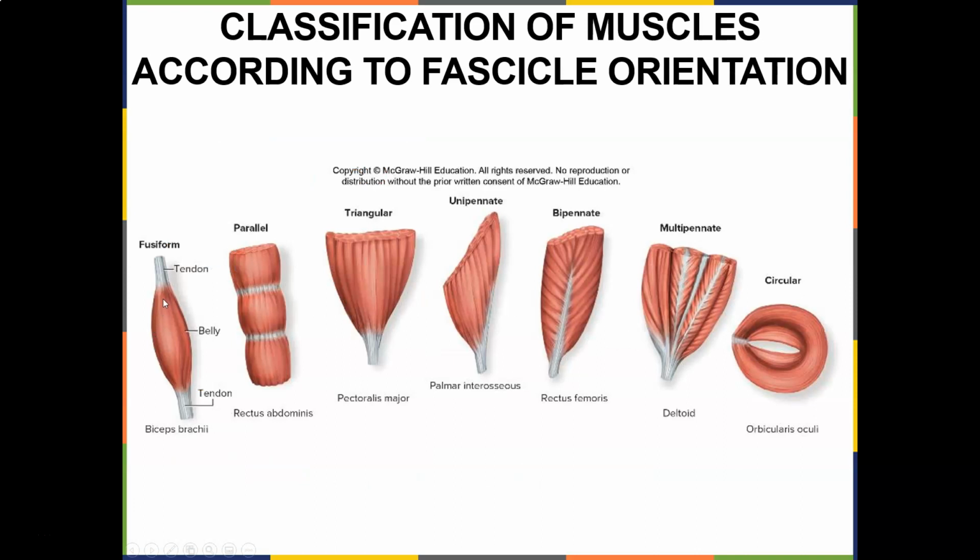Now there's different types of muscles. So there's a fusiform. So an example of a fusiform would be the biceps brachii. Example of parallel will be the rectus abdominis.